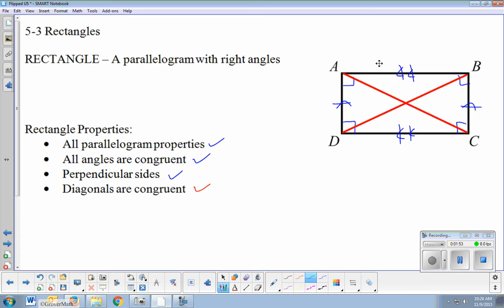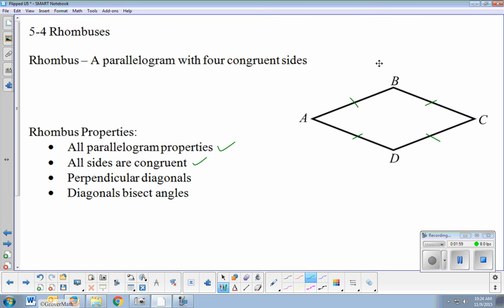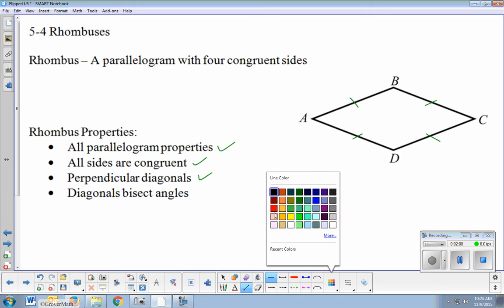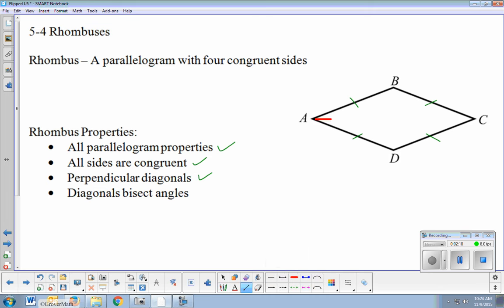A rectangle had perpendicular sides, congruent diagonals. A rhombus has congruent sides with perpendicular diagonals. And so that's really the key difference between the two shapes. One has congruent sides, perpendicular diagonals. The other has perpendicular sides, congruent diagonals. So that's what I mean by they're really kind of opposite each other.